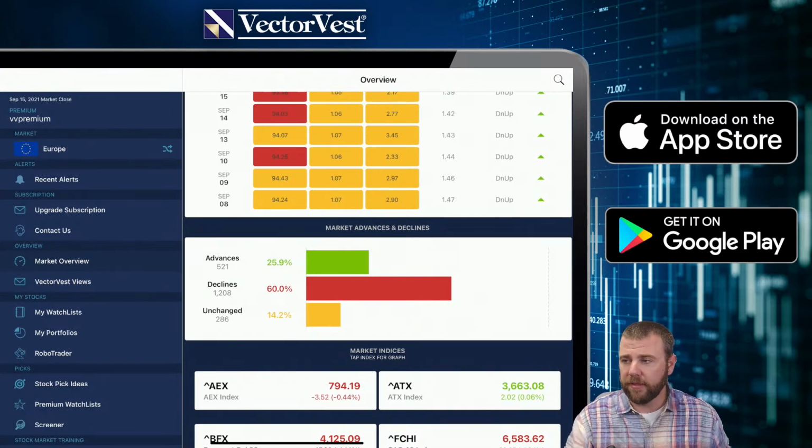But yeah, this is the VectorVest stock advisory on the iPad. It looks a little bit different just because you don't have as much space on a mobile, but you get the same exact information.